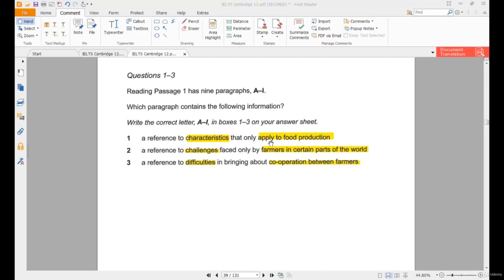So for number one, I know it deals with the paragraph that deals with applying to food production. Number two deals with farmers in certain parts of the world. Number three deals with difficulties and cooperation between farmers. Right? So I'm underlining that just so I can have that in mind when I'm doing the other question.